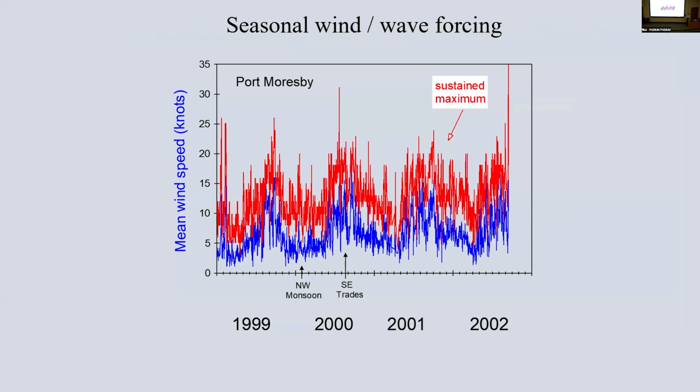Now, the wind forcing in the system, the seasonal timescales of it, here's the southeast trades. You can see really, really high gusty winds. It's absolutely miserable working here during the southeast trades. And that's why most of the work in this system is done during the northwest monsoon.